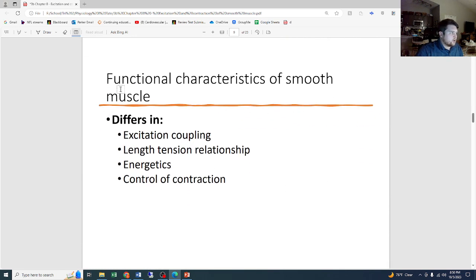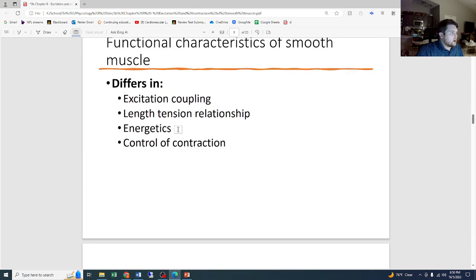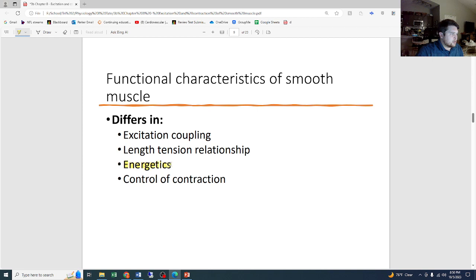So just a review. The functional characteristics of smooth muscle differ in the excitation coupling, length-tension relationship, energetics, and control of contraction. We'll talk a little more about energetics below, but understand that if we are maintaining this tension without constantly attaching ATP, so ATP is not being used up, we're able to maintain this tension using less ATP. So our smooth muscle is going to use a lot less ATP than our skeletal muscle would. So it's much more efficient in that way.